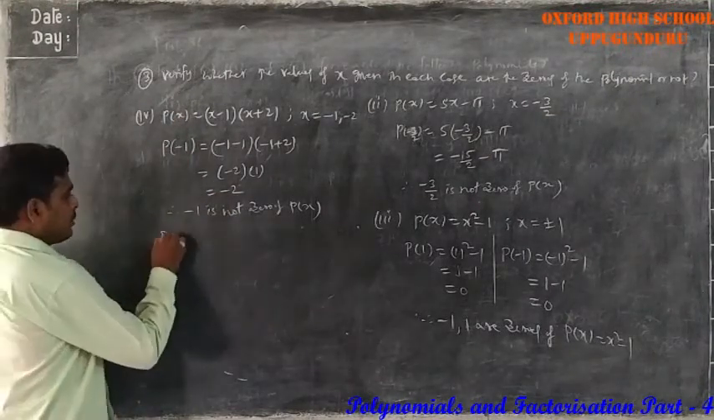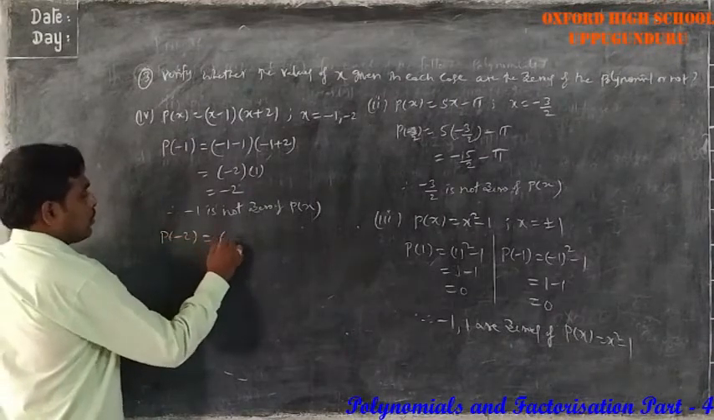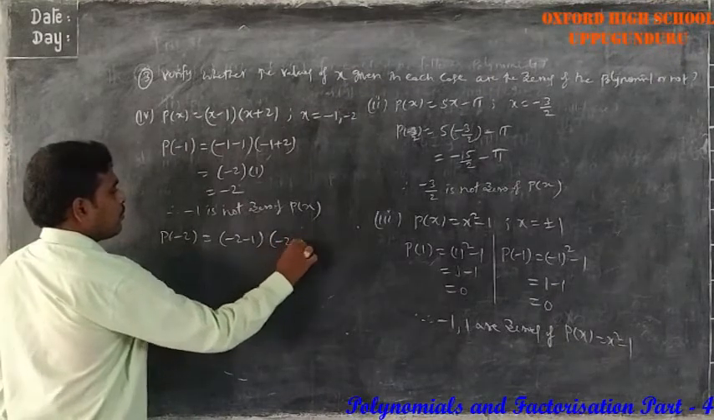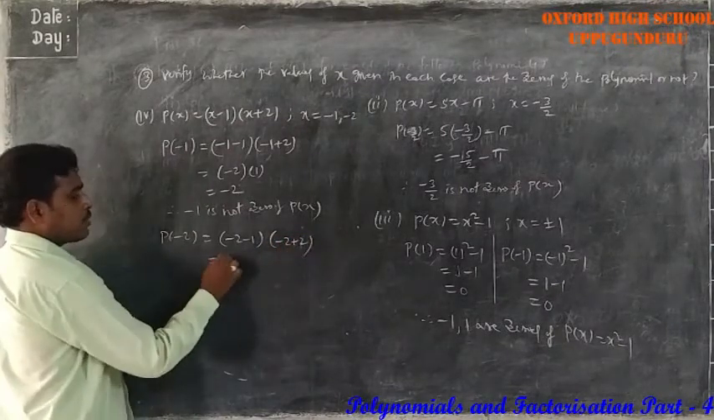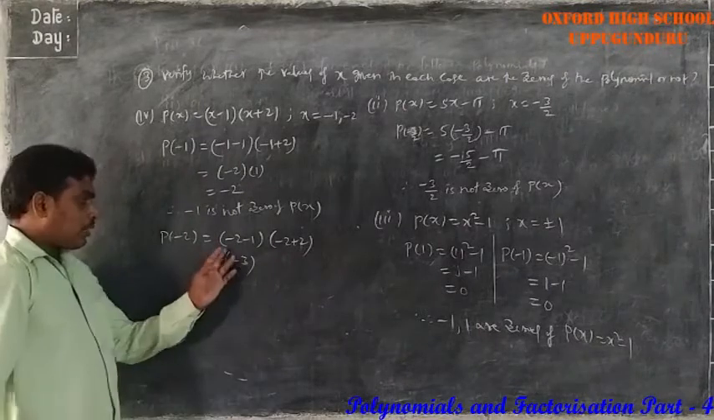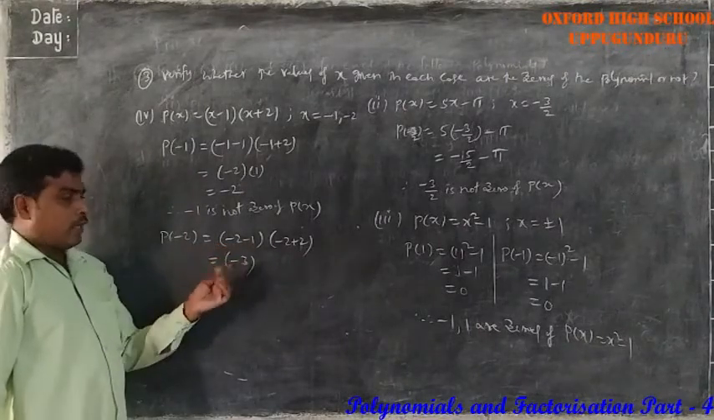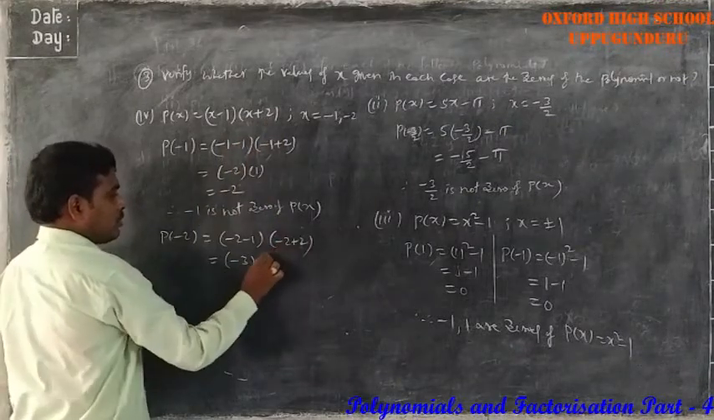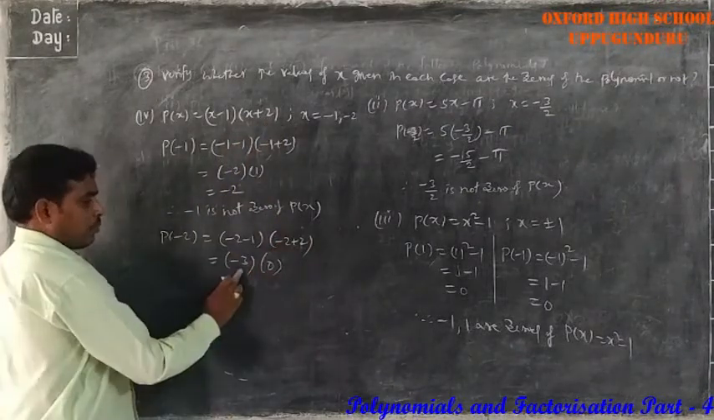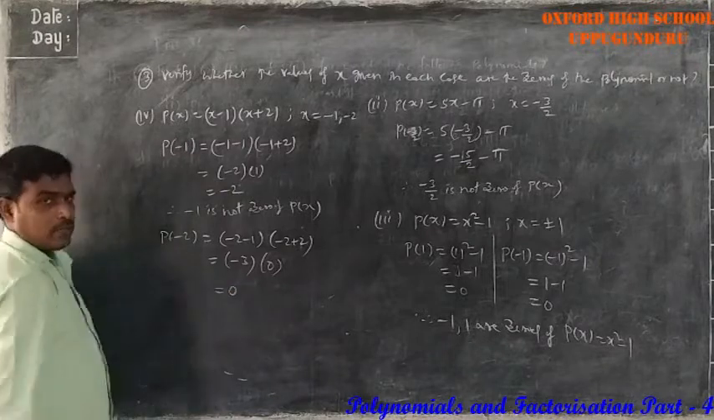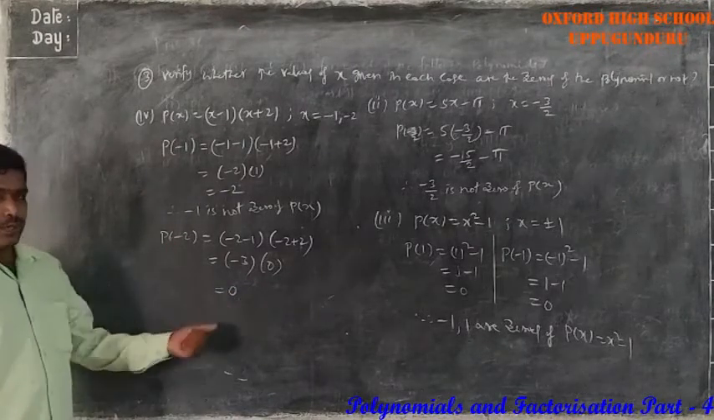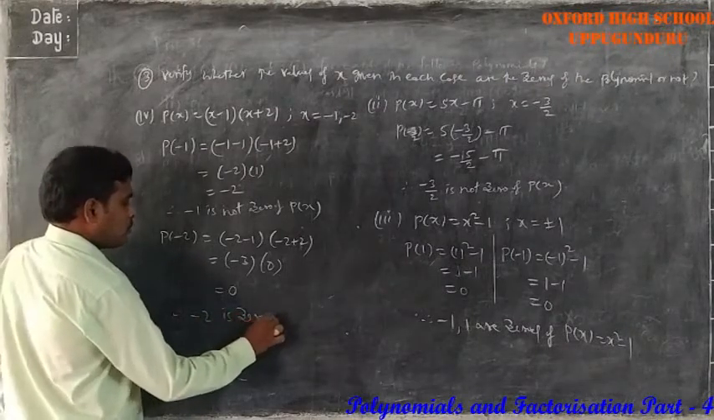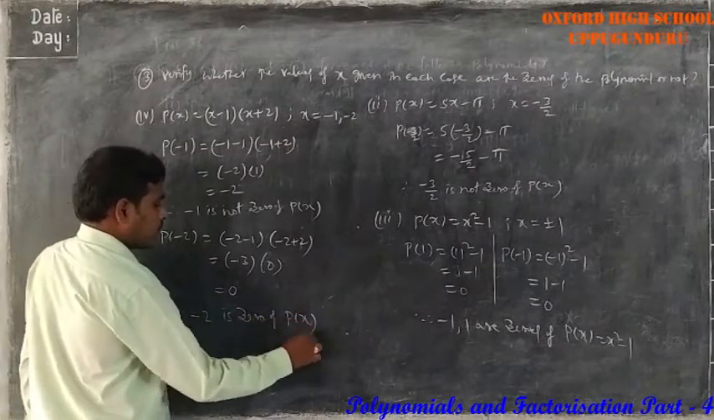Now P of minus 2. Minus 2 minus 1 into minus 2 plus 2. Minus 2 minus 1 is minus 3, because both are having negative sign, we have to add. Minus 2 plus 2 is 0. Minus 3 into 0, you will get 0. So P of minus 2 is 0. Therefore, minus 2 is a zero of P of x.